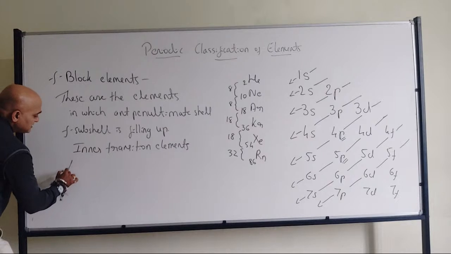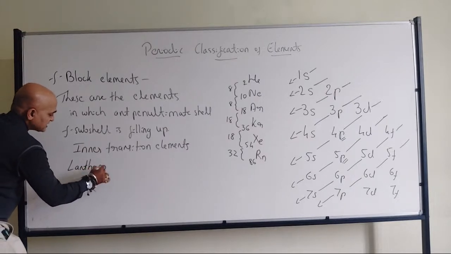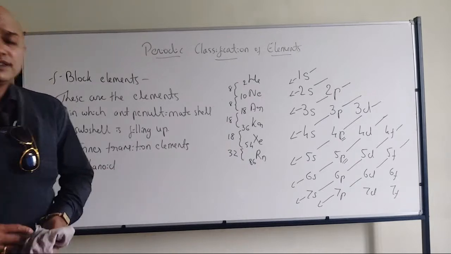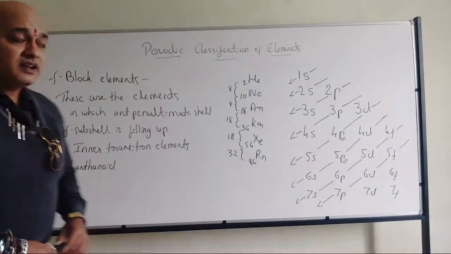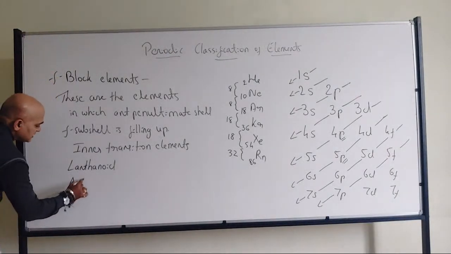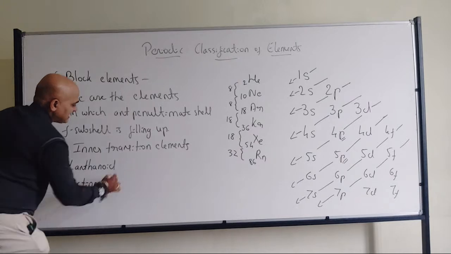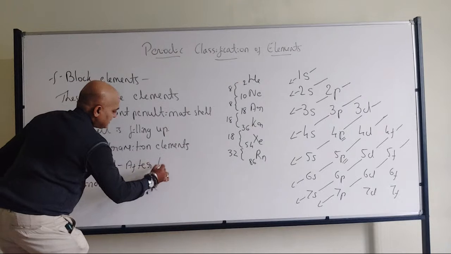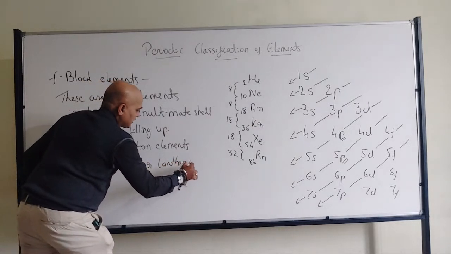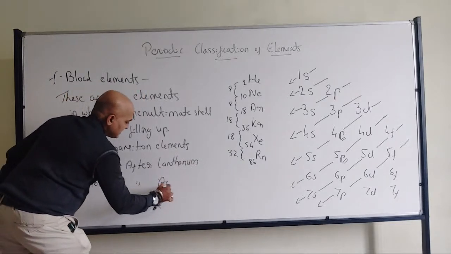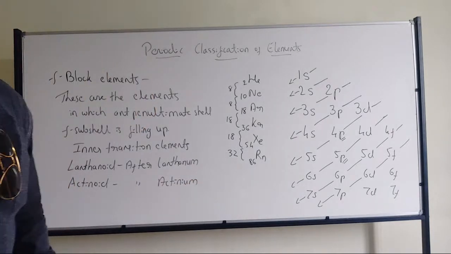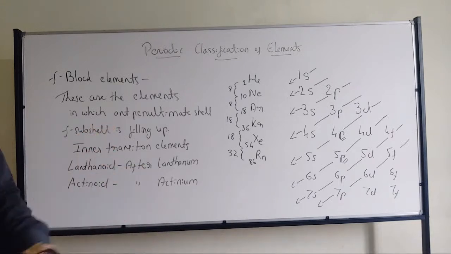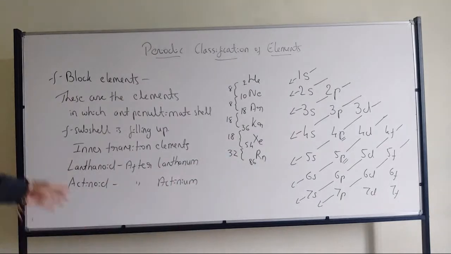One is called the lanthanoid series because it starts after lanthanum. Don't worry, in detail you are going to study all these things. Another one is the actinoid series. They come after lanthanum, which is a D block element, and this one after actinium. So please remember lanthanum and actinium belong to the D block. The elements next to them are considered F block elements: lanthanoid series and actinoid series.